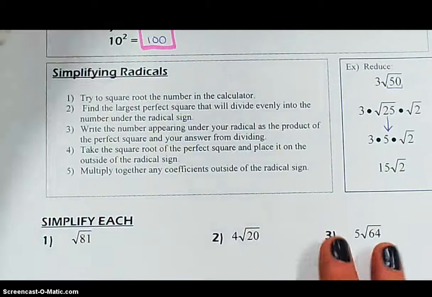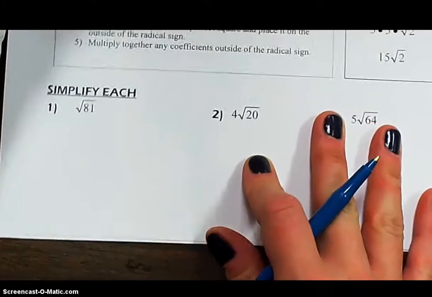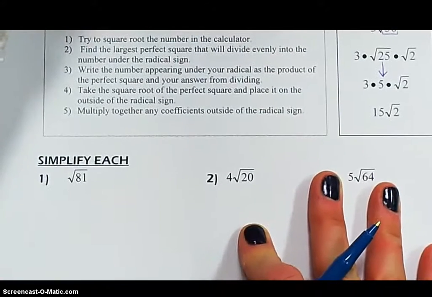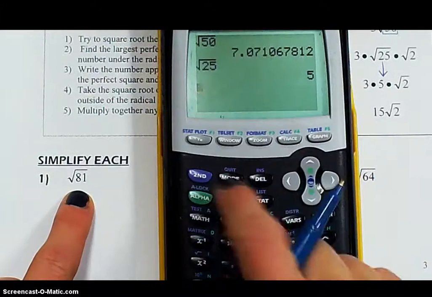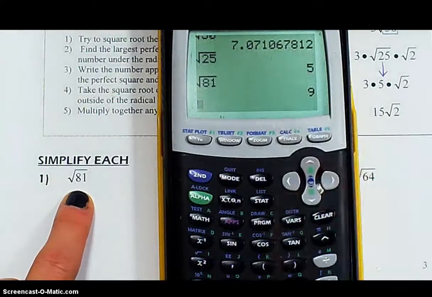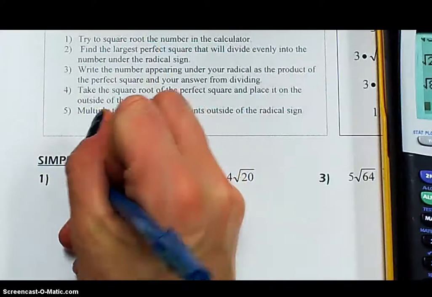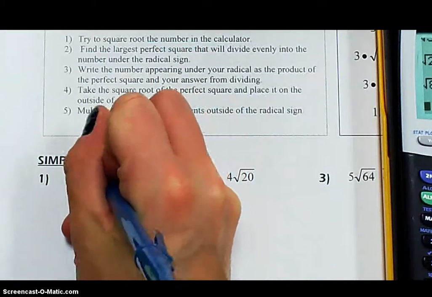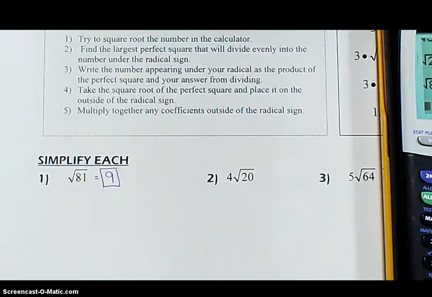Okay, let's try this with a few other examples. Okay, so step number 1, try to see if it works. So the square root of 81, I hit enter, and it works out perfectly. So this whole thing is just equal to 9. It is a perfect square, so you are done.